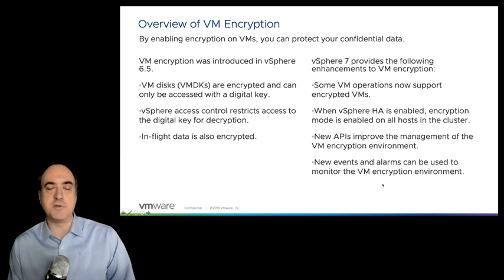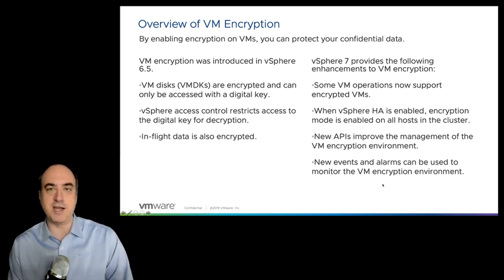So encryption's been around for some time. It was introduced in vSphere 6.5, some enhancements were made in 6.7, and then now some other new features were added in vSphere 7. So it's got a lot of cool maturity capabilities. As we mentioned, the virtual machine's disks are all encrypted and can be only accessed with a digital key, in fact with a multi-key layers. And the vSphere access control restricts access to that digital key for decryption.